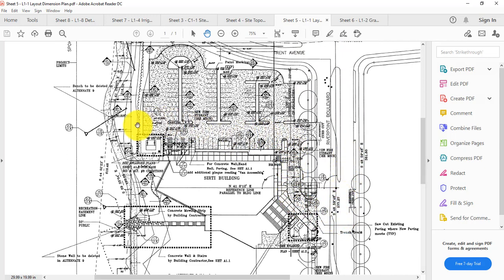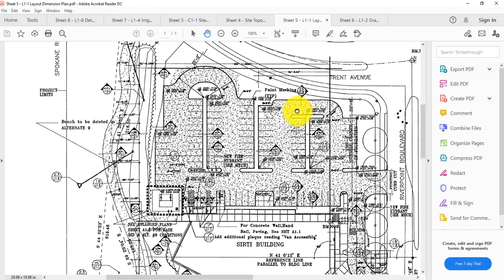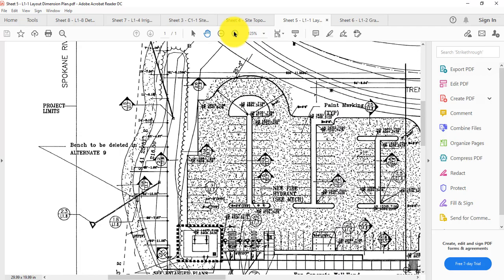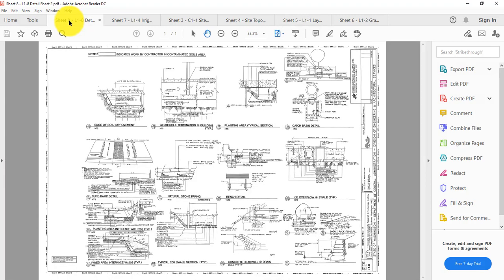But one of the things I wanted to point out to you in this drawing is that there are a lot of details. So if you see a detail that says, for instance, 25 or 26, and then underneath it says L1.8, we're talking about looking at number 25 on L1.8. So let's go over to sheet 8. These are all the details. So that detail of the curb is number 25 right there.